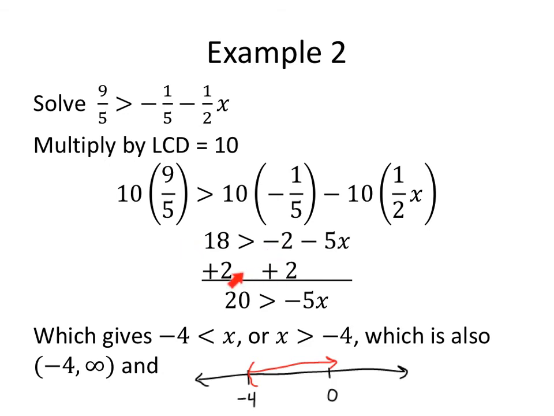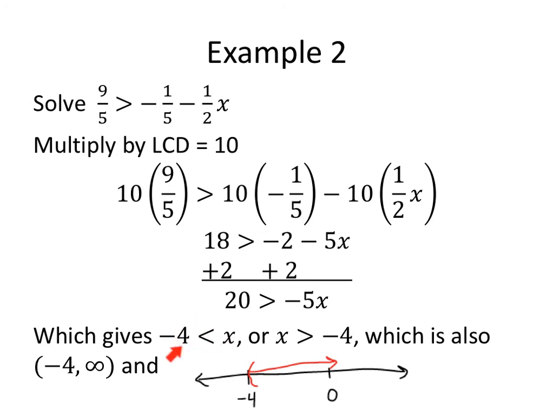We can add 2 to both sides. Adding or subtracting on both sides of an inequality, no big deal. And then I'll have negative 5x on the right, and I want to divide by a negative 5 in order to get my x by itself. But when I divide by a negative 5, it switches the direction of the inequality. Notice 20 divided by negative 5 is negative 4. Negative 5x divided by negative 5 is x. Because I divided by a negative, I switched the direction of the inequality.